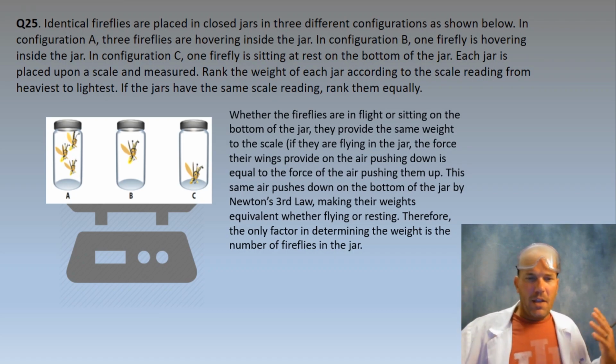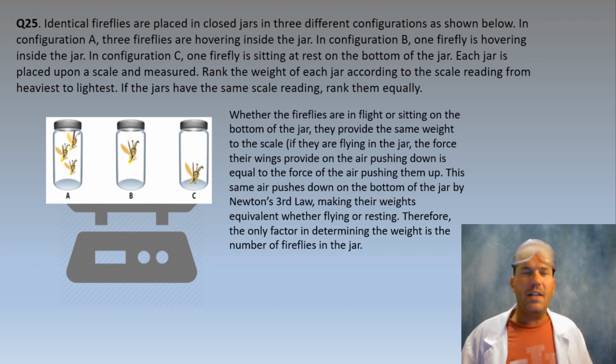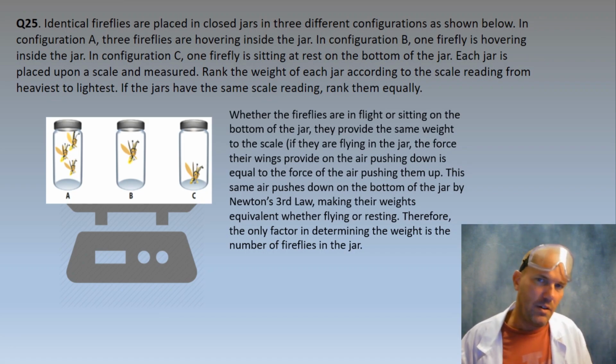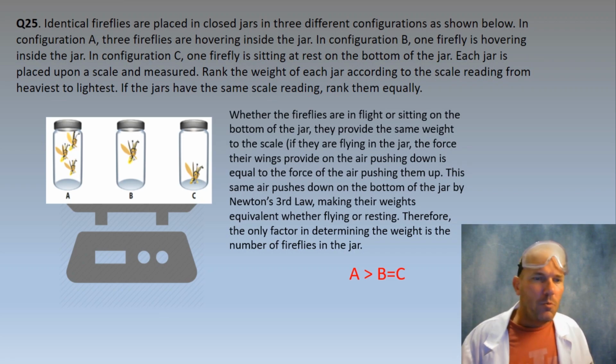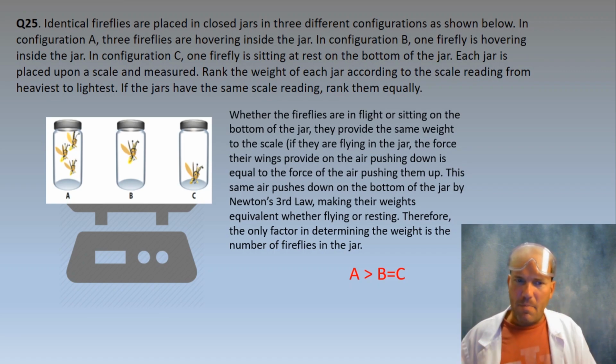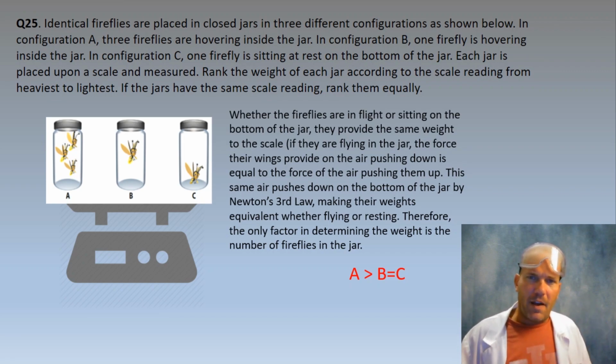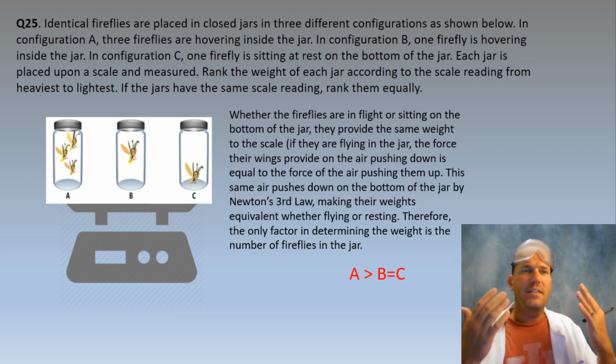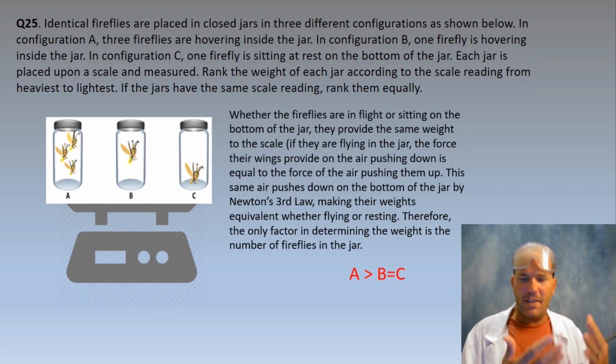So if we look at these, we're going to see that the only factor that's going to determine the weight is the number of fireflies in the jar, where A is greater than B is equal to C. So B and C are the same. It doesn't matter whether in C the firefly is just hanging out at the bottom or in B the firefly is actually hovering in the jar, you're going to have the exact same reading on that scale.